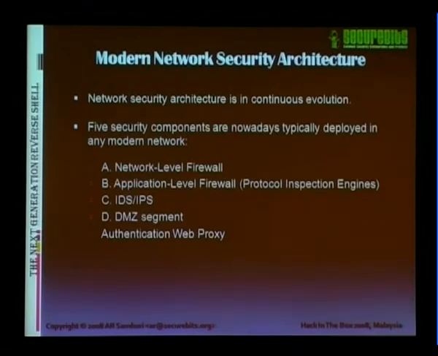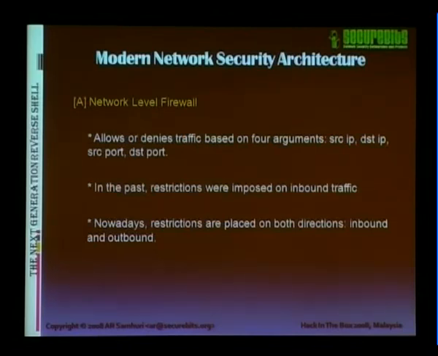Every corporate network now has a network level firewall, application level firewall or protocol inspection scanning, IDS, IPS, DMZ, authentication proxy, and so on. These are very critical, and we are going to see why soon. Network level firewalls just deny or allow traffic based on the source IP, destination IP, destination port, and source port. Now, in the past, administrators used to place restrictions only on the inbound traffic, which is traffic coming from external, while for outbound traffic, there was no restriction. Nowadays, restrictions are placed on both directions.